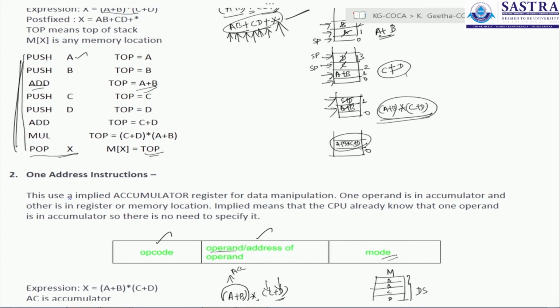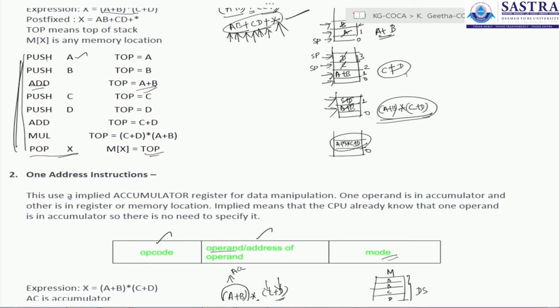One is zero address, which will always refer to the operand in the accumulator or in the stack. Then one address instruction, where only one address will be specified, another will be implied, and usually it will refer to the accumulator. The third one is register based organization, where it will refer to one operand in a register, and another operand can be directly accessed in the memory or it can be stored into some register and then we can carry out the transaction.